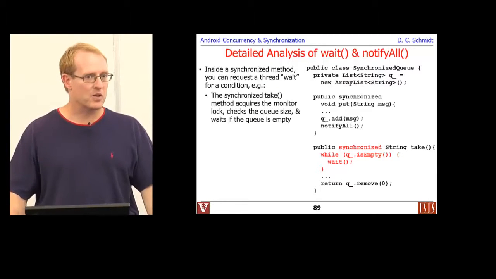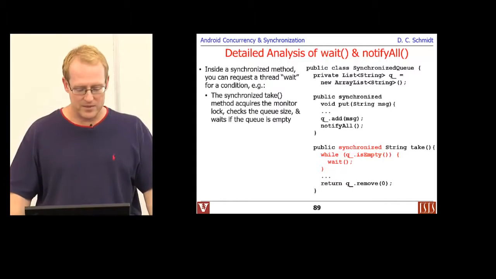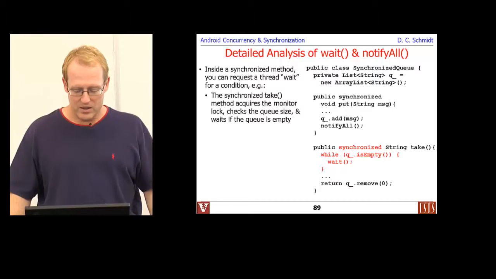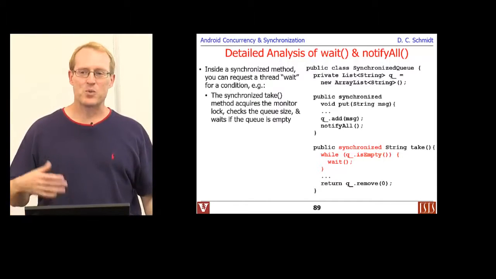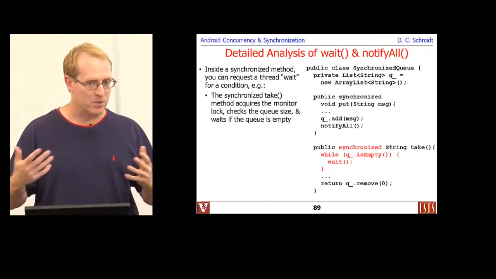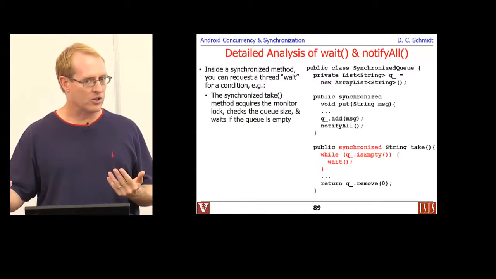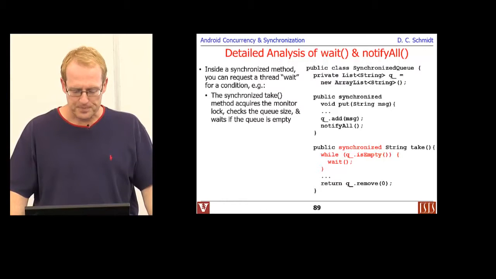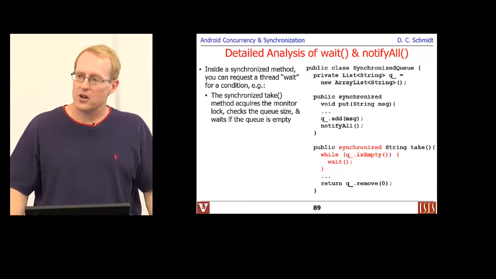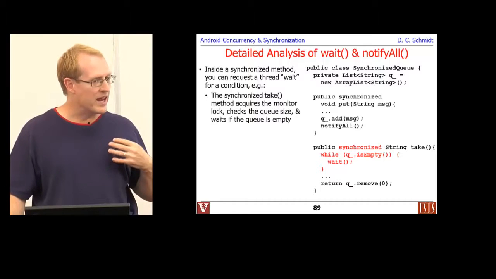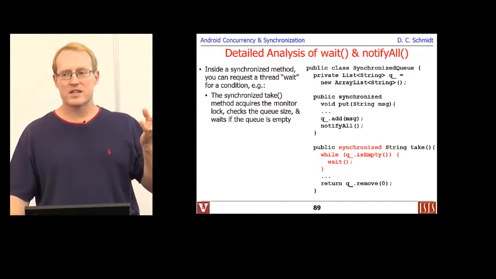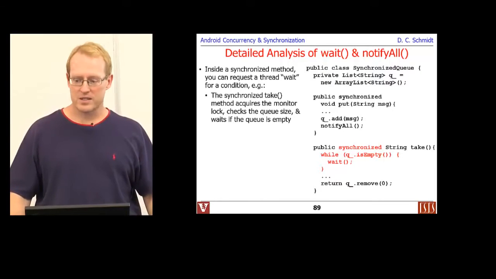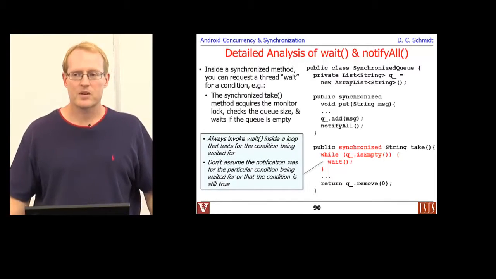It then checks to see whether the queue is empty or not, checks the queue size. And if it is empty, it goes ahead and waits for the condition. What it's waiting for is for the condition, which is implicit, to be notified by a call to notify or notify all. A couple important things to note here, and we'll talk about this later. When you call wait, that automatically releases the monitor lock and puts your thread to sleep. Those two things happen at the same time.